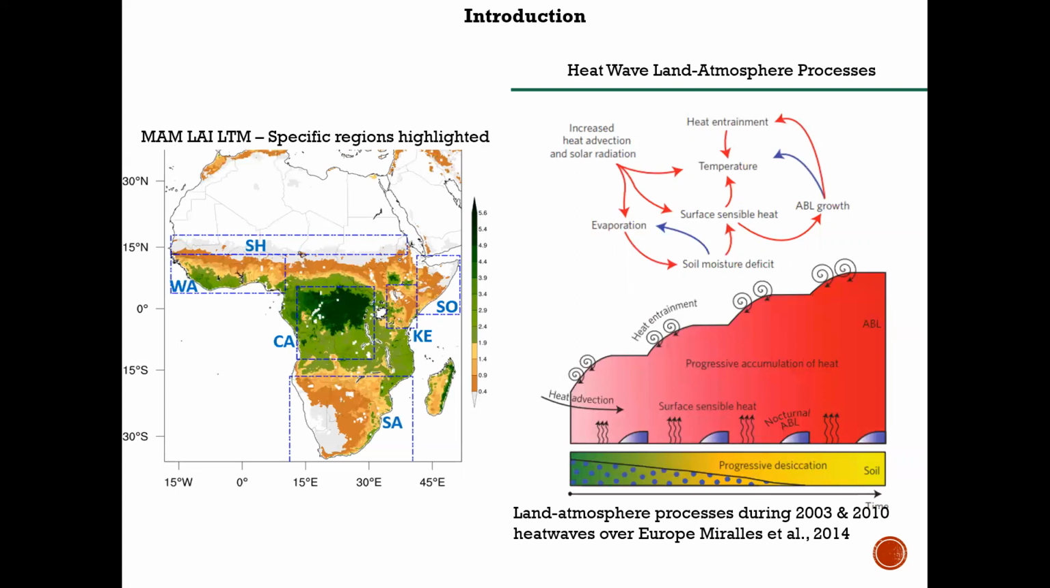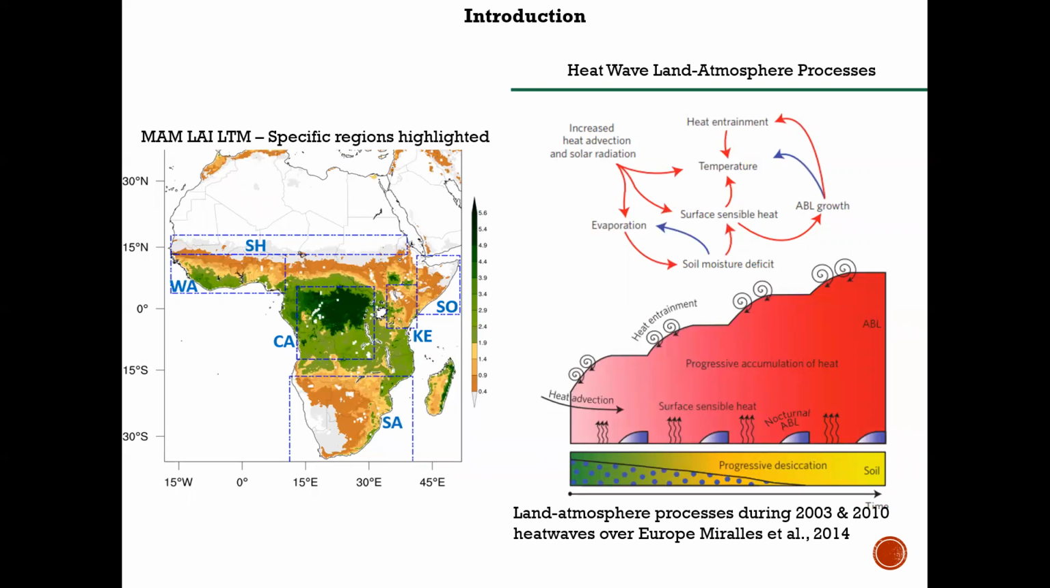Our area of interest is over Africa, as highlighted on the figure on the left. This is leaf area index plotted, using vegetation to indicate the different climate regimes over Africa. We have 6 sub-regions of interest, and for this presentation, we'll present highlights for Central Africa, East Africa, and the Sahel.